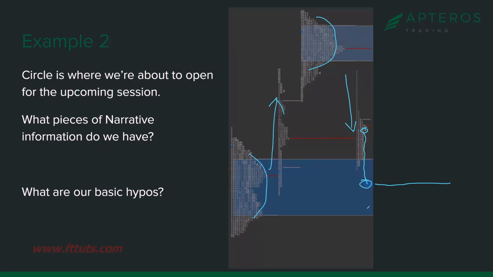That's the story that's unfolded from what we can see on this chart. We balanced, we broke higher. We balanced, we broke lower, and what did we do? We reverted to a prior area of established balance. Now, what about the hypos? What are our basic hypos for this, given that information?